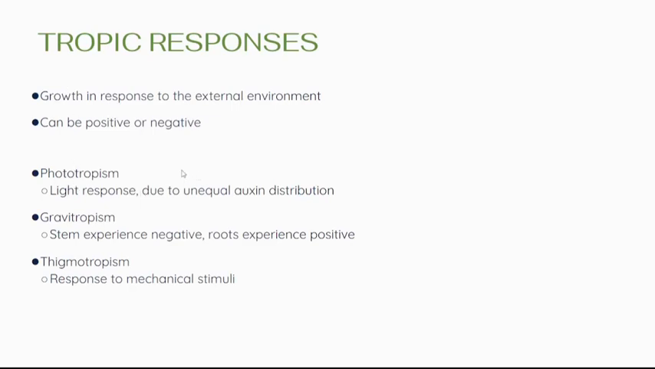Light response. This is due to the unequal auxin distribution. When you're putting a plant in front of the sunlight, the part that's facing the sunlight is going to grow, or rather, it's not going to grow as fast. So essentially it gets controlled. The plant part that sees the sunlight is going to grow slowly. That's why you see the plant bending towards the sunlight. The parts in front of the sunlight don't grow as tall, and the ones behind are just growing so fast.